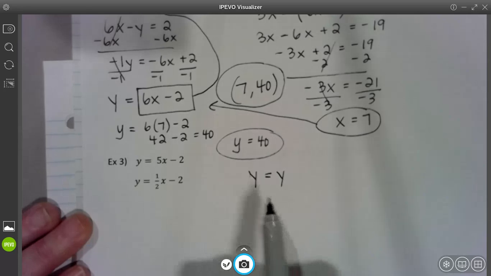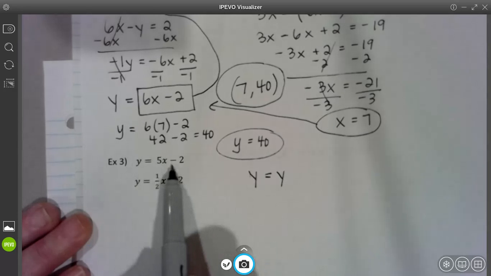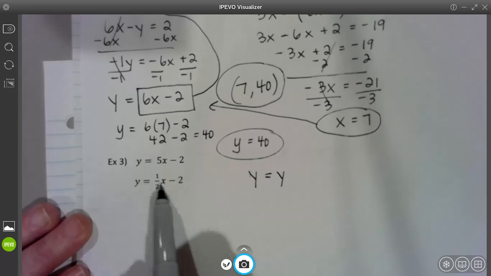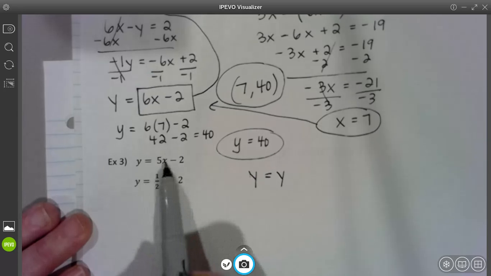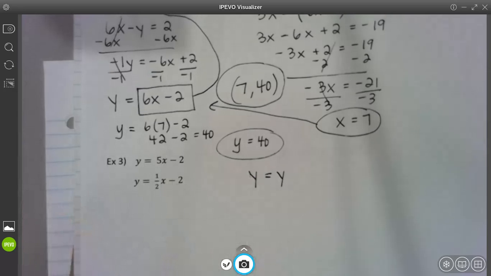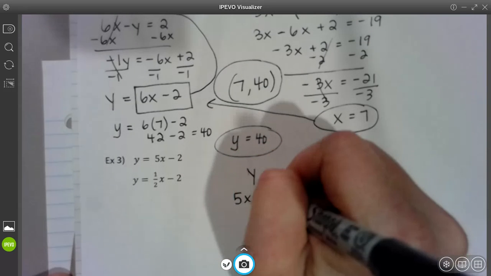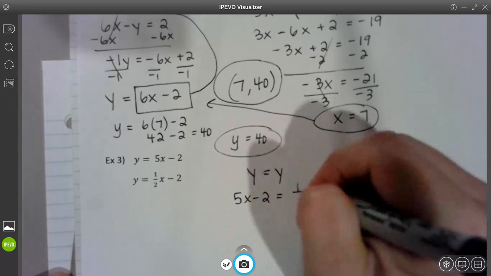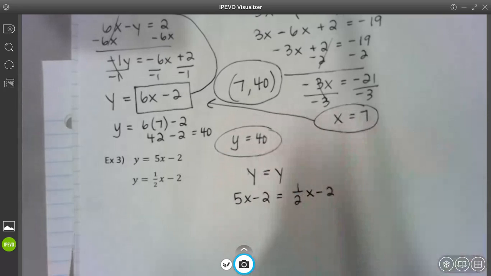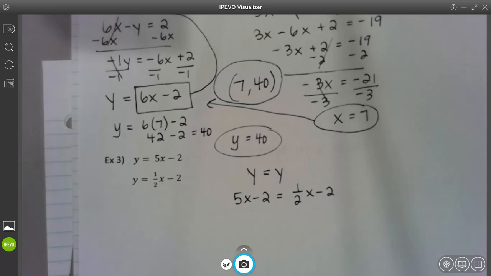So if y is equal to this expression and y is also equal to this expression, well then what do these two expressions have to be to each other? They have to be the same. So all you have to do is set the two expressions equal to each other. When will 5x minus 2 equal 1/2 x minus 2? You just set them equal, and now it's like the easiest solving in the world.